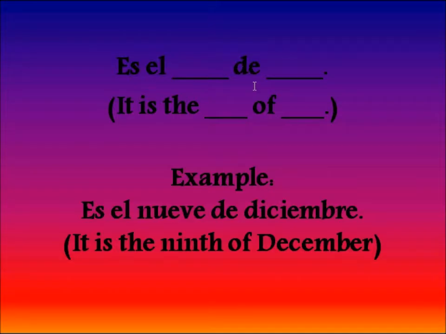De means of, and then you put your month, de diciembre. Es el 9 de diciembre. If it's the 10th of December, what would you say? Think about it for a second. Es el 10 de diciembre. Very good. And think about how you would say your birthday. My birthday is January 26th. So I want to say it's the 26th of January. So I would say es el 26 de enero. Go ahead and say yours out loud.